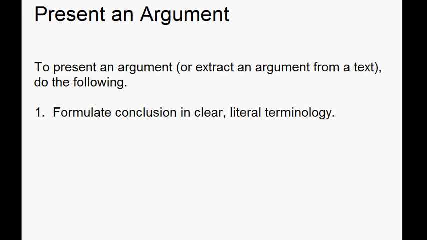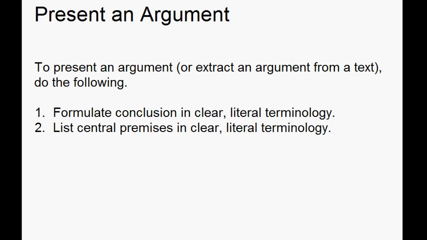the first thing you want to do is find that conclusion. You want to make sure you know what the conclusion of the argument is. This is particularly important when you're reading a passage. You want to find what it is the author is trying to argue for and be able to state that in clear, literal terminology. And then you want to find the central premises. These will be the things that are cited as reasons for the conclusion.